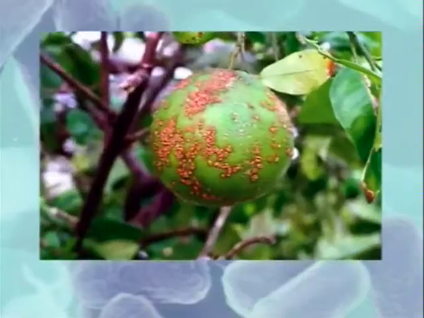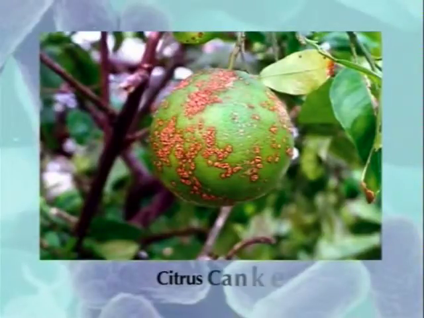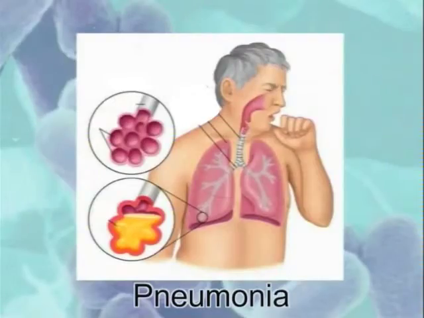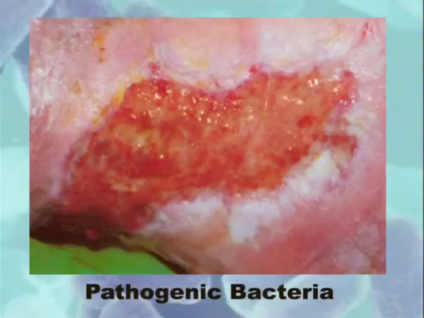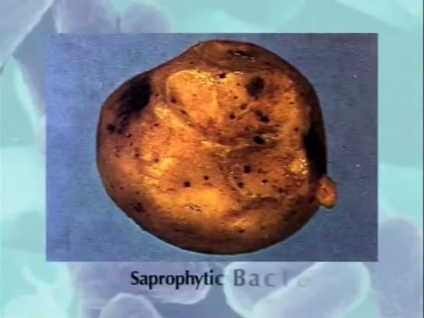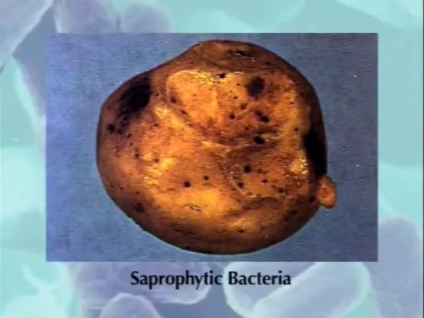Some parasitic bacteria are known to cause disease in plants such as citrus canker, and in case of animals such as pneumonia, typhoid, and such bacteria, which cause disease in plants or animals, they are called pathogenic bacteria. Now we have one more group of bacteria which we call saprophytic bacteria. These bacteria grow on dead and decaying organic matter. They obtain their food by decomposing the organic molecules into simple inorganic constituents.